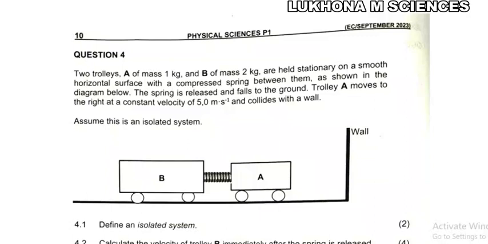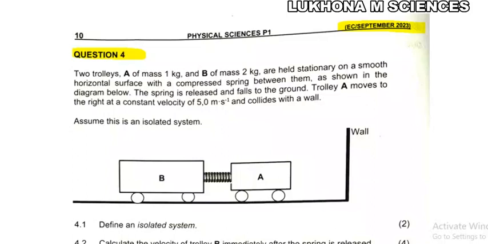Good day again. Now we are on question number 4, September 2023. That is question number 4, September 2023, which is on momentum and impulse.